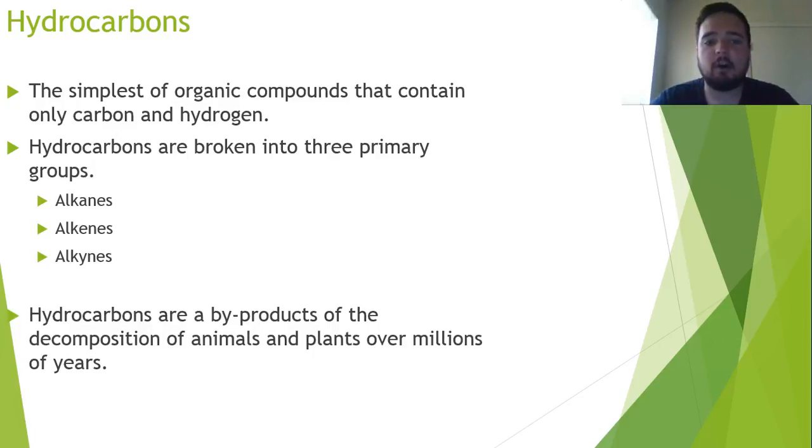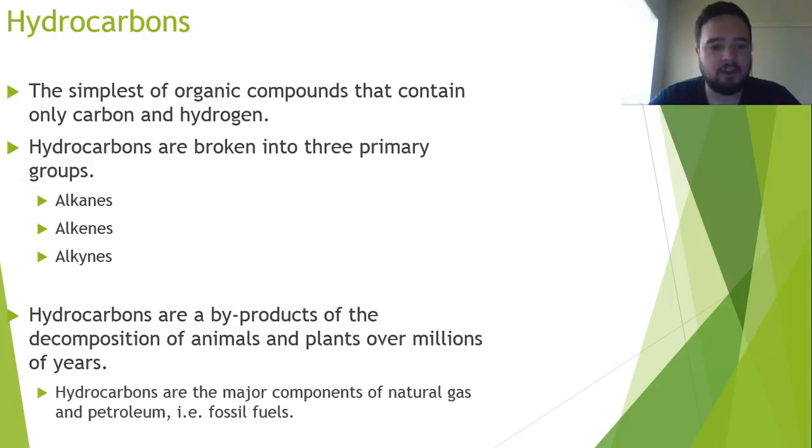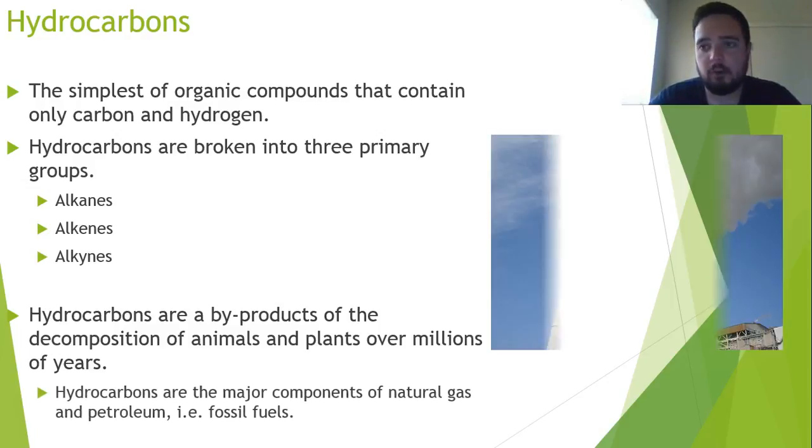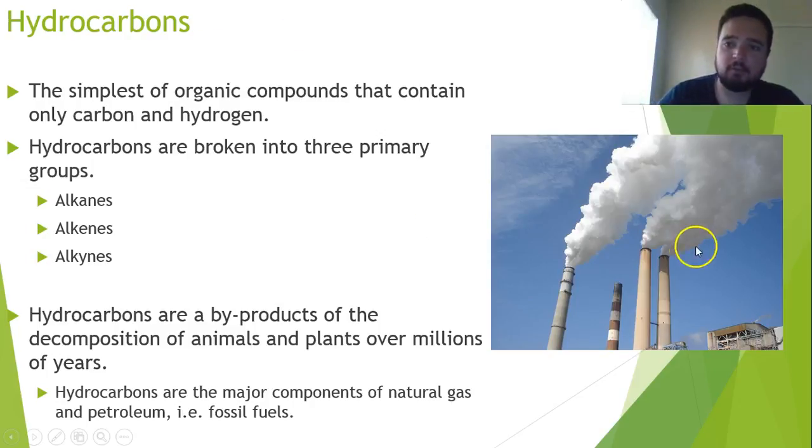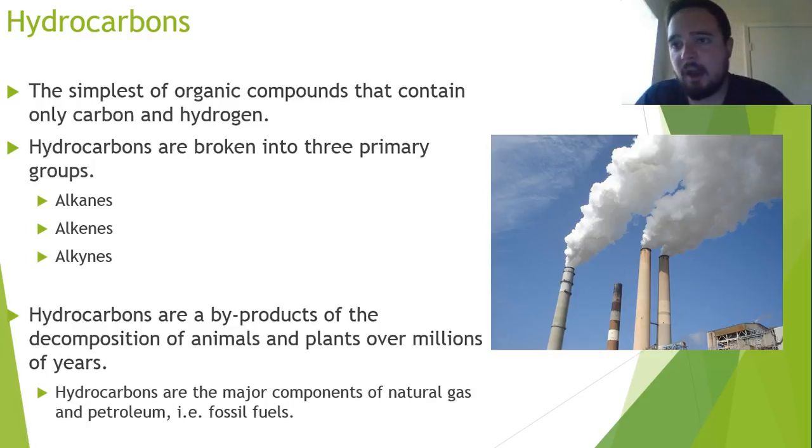Hydrocarbons are a byproduct of the decomposition of animals and plants over millions of years. So fossil fuels, stuff like that, natural gas, petroleum. You know these emissions here are made from the burning of hydrocarbons. During the decomposition of bodies, they break down to the simplest form of hydrocarbons, and then they become saturated, and we can use them as fuel and oil and so on and so forth.